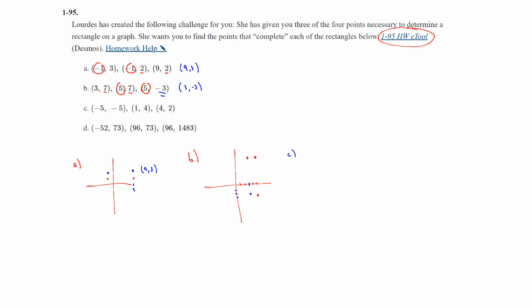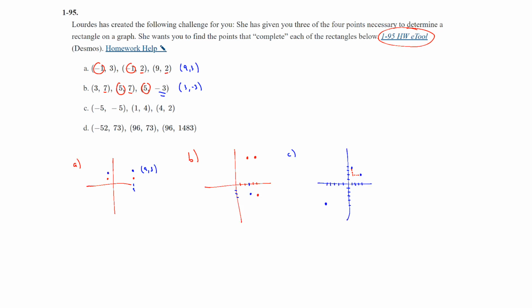On part C, this one's a little bit more challenging because it's not horizontal or vertical. -5, -5, so about right there, 1, 4, and then 4, 2. What I was thinking on this one is that if we could figure out what this change was, then we could do the same thing with this point on the other side.